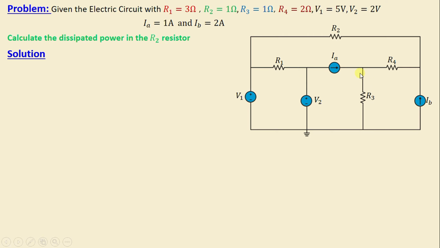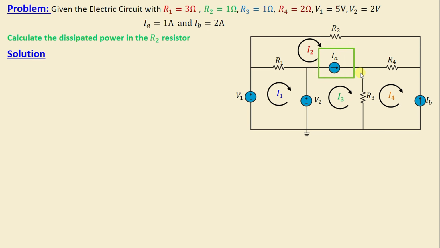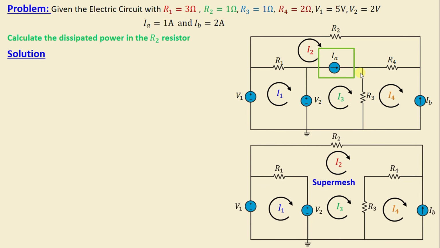Now let's proceed to assign the mesh currents in this network. I will consider I1 is the current in mesh 1, I2 is the current in mesh 2, I3 is the current in mesh 3 and I4 is the current in mesh 4. We can see here that all the currents are chosen in the clockwise direction. After we finish the assignment of the mesh currents, we need to remove the branch containing the current source IA. Then we obtain our supermesh.